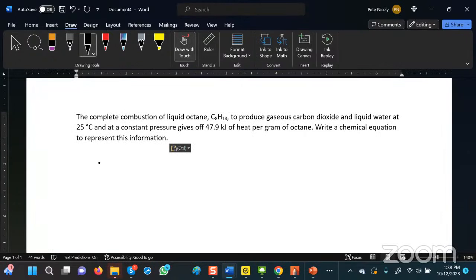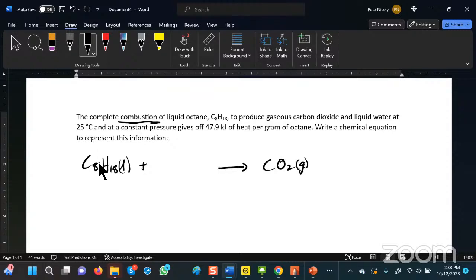Okay, so that's C8H18, liquid, plus... remember it's combustion. So what always happens in combustion? Well, carbon dioxide will be produced. In fact, let me put that over here. Right, but what will the octane react with? Anybody? What happens always in a combustion reaction?